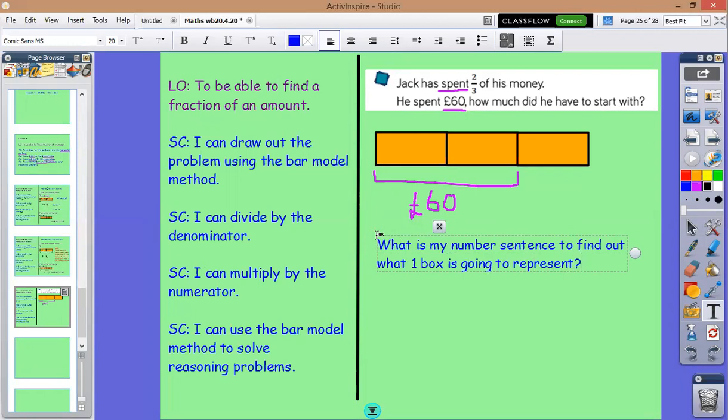I'm just going to give you a little moment to think about it. Pause the video, and I'm going to continue with the answer. So, because there are 2 boxes, I'm going to do 60 divided by 2, which equals 30. So now I know that each box equals 30.